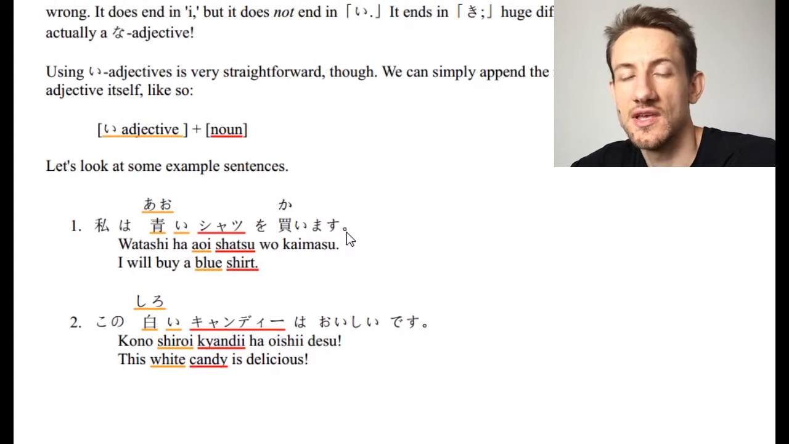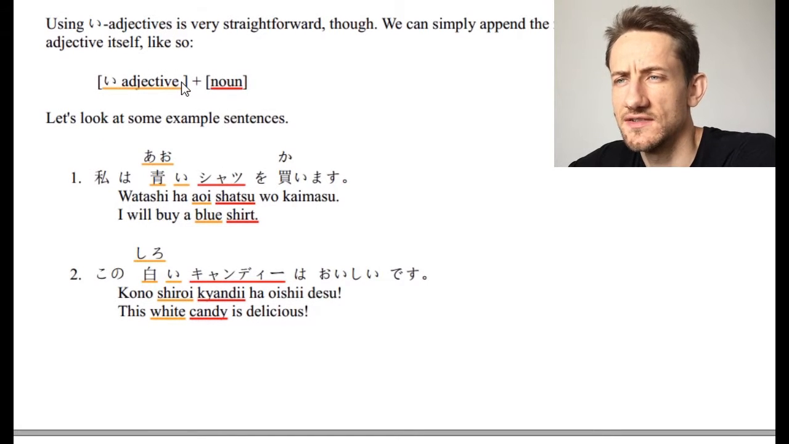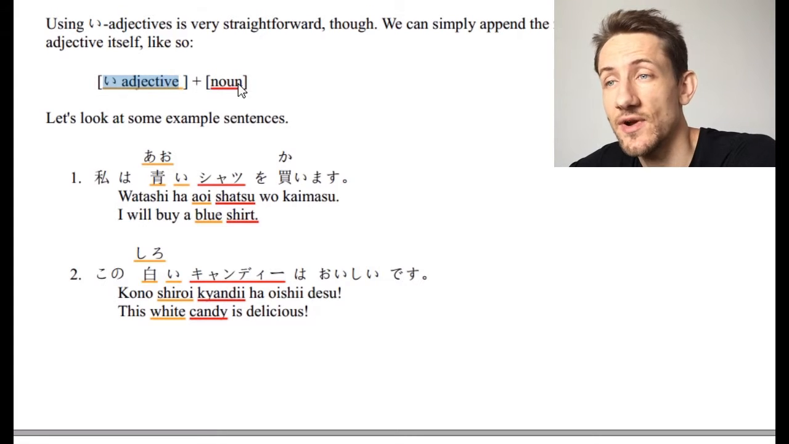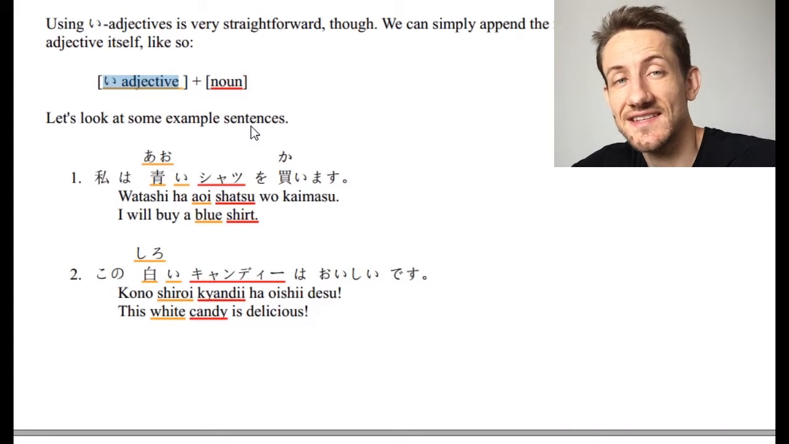Now we're going to look at how to use our i adjectives. It's very simple. If you're a native English speaker, then you'll have no problem. The adjective goes before the noun that it's describing, usually. Here we have some examples. The i adjective will be highlighted in orange, and the noun will be highlighted in red. Please notice that in these example sentences, the noun and the adjective are next to each other.